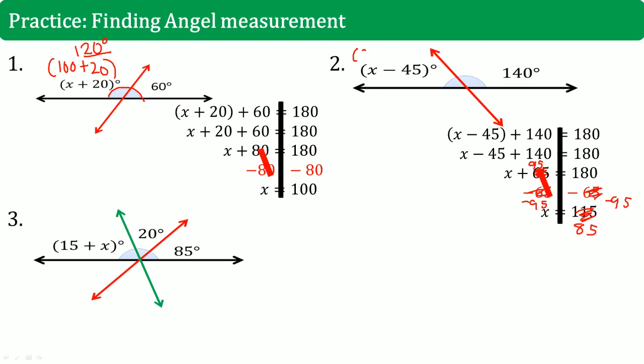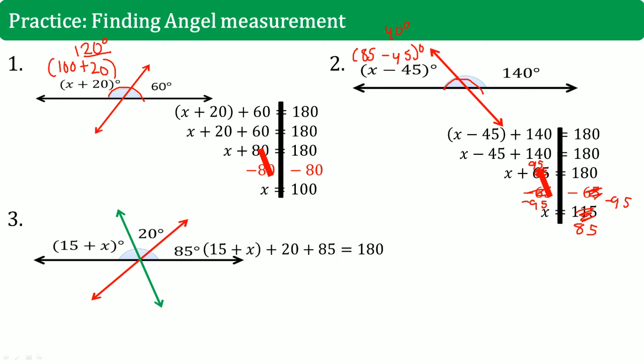This should be 85, subtract 45. 85 subtract 45 gets you 40. This makes perfect sense because 40 plus 140 equals 180. This is how we can check our work. Good job.